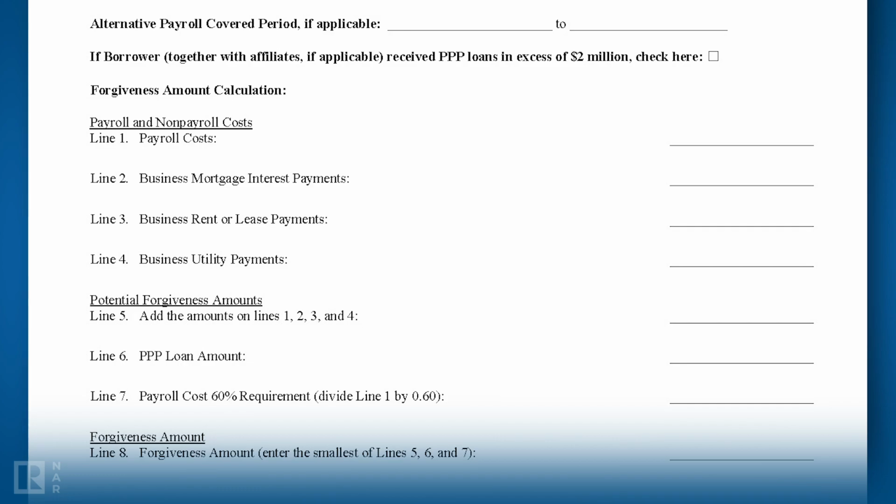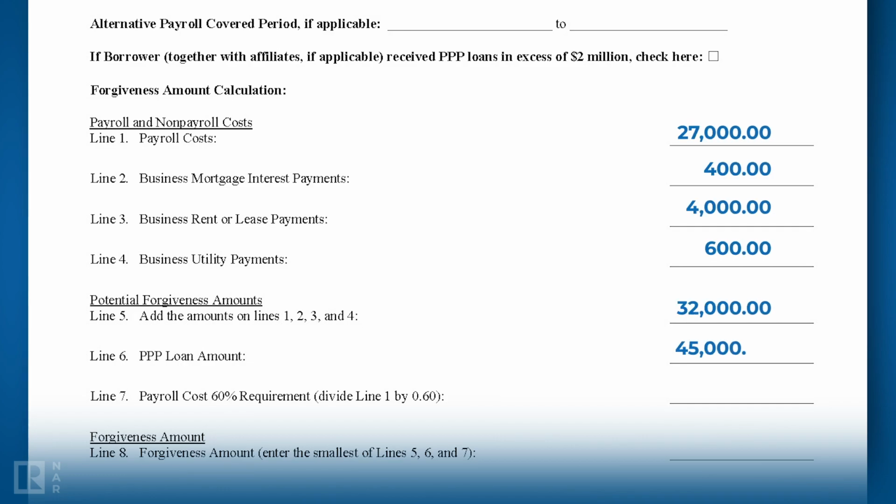During the covered period, this borrower may pay each employee no less than $1,125 a week to stay within the safe harbor for employee wage reductions. If the borrower pays 3 employees $1,125 a week for an 8-week covered period, then the amount on line 1 of the form will be $27,000.